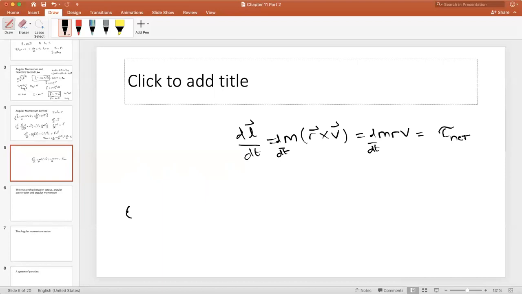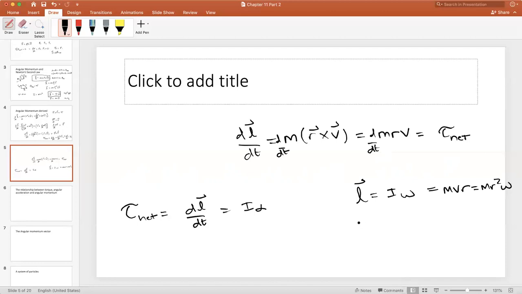So net torque is dL/dt, which is I alpha. So L is equal to I omega, which is also equal to m v r, which is also equal to m r squared omega. And the torque is equal to I alpha. Okay.